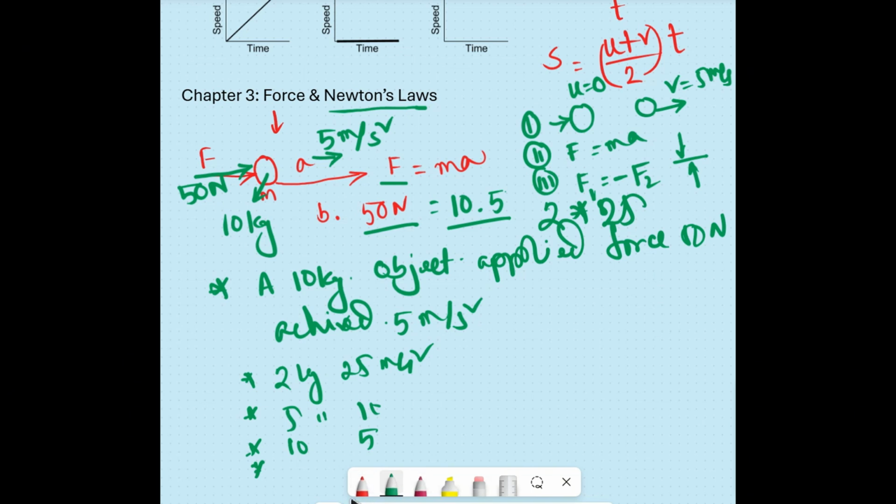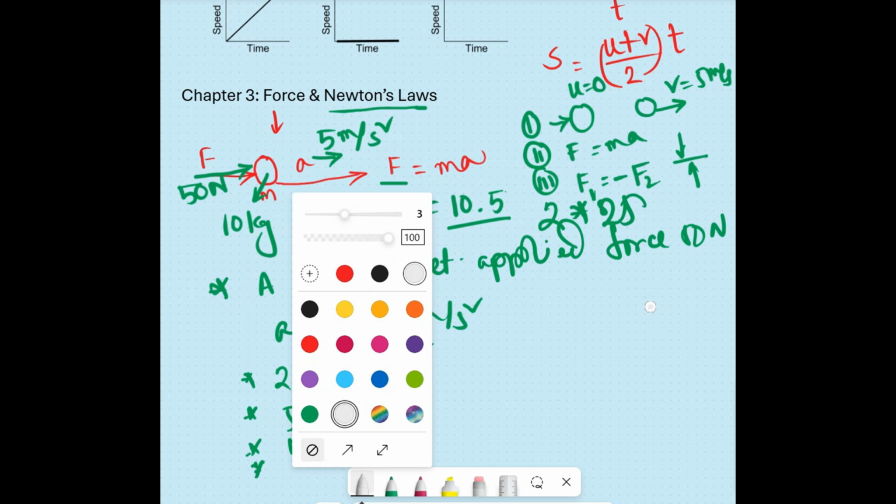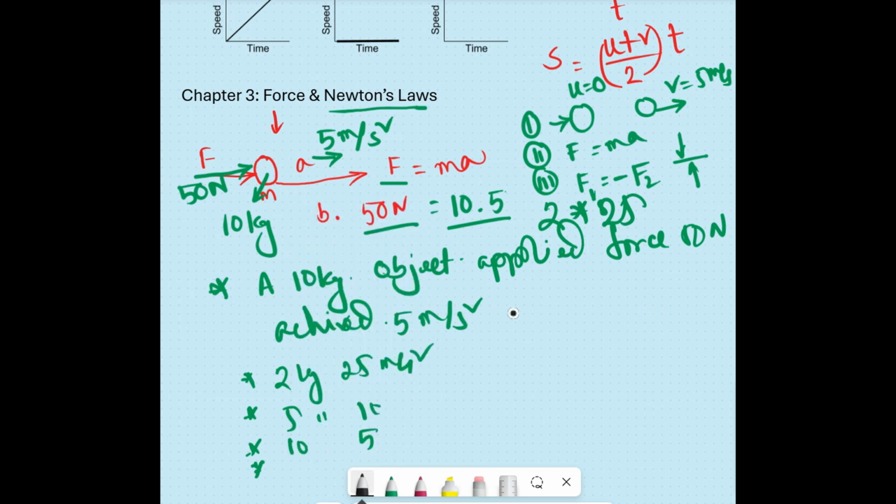Afterward, let's use a different pen. Let's use the white one to understand more. No. Use the black one. Okay.